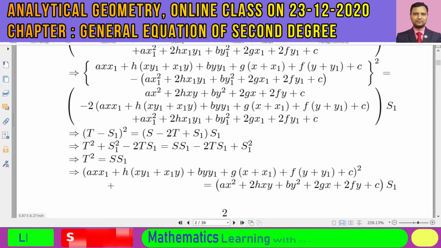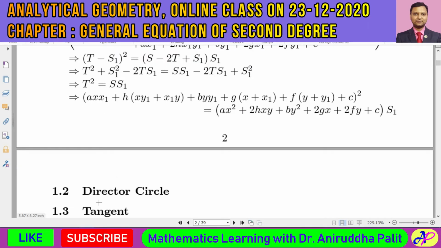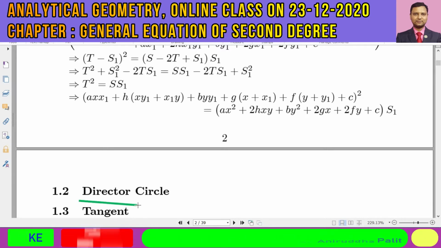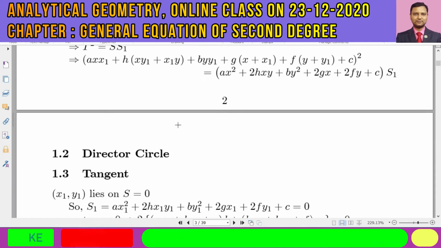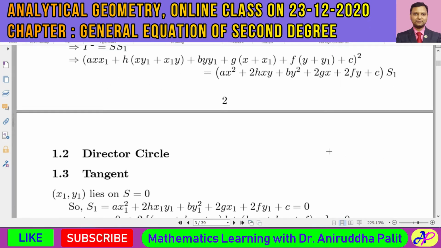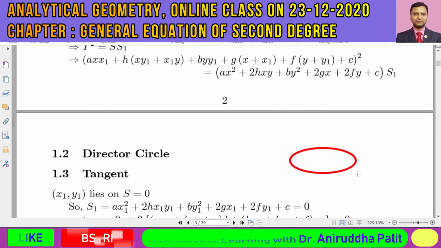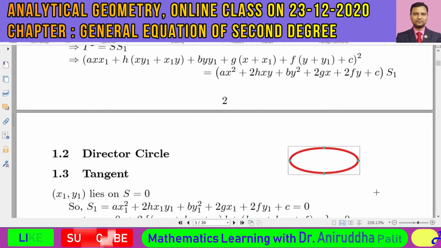And I skipped one idea, the director circle. So today I shall start with the definition of the director circle. What is a director circle? Suppose you have a curve. This may be an ellipse or a hyperbola or parabola, whatever it is.